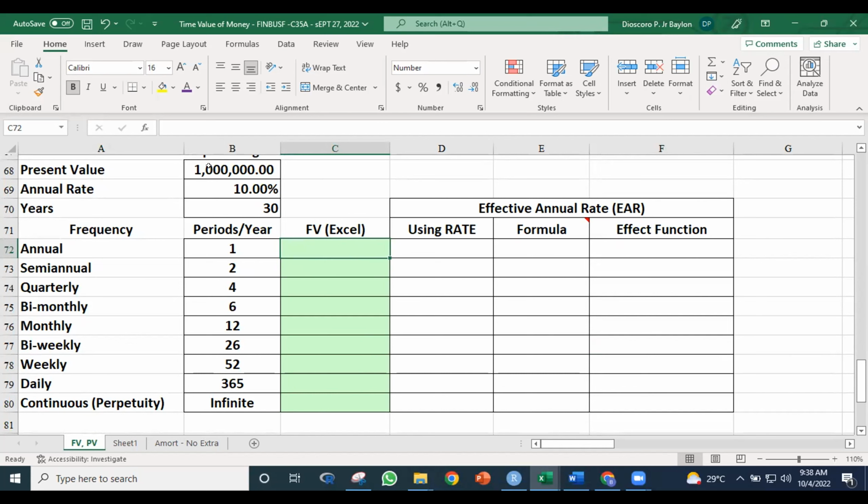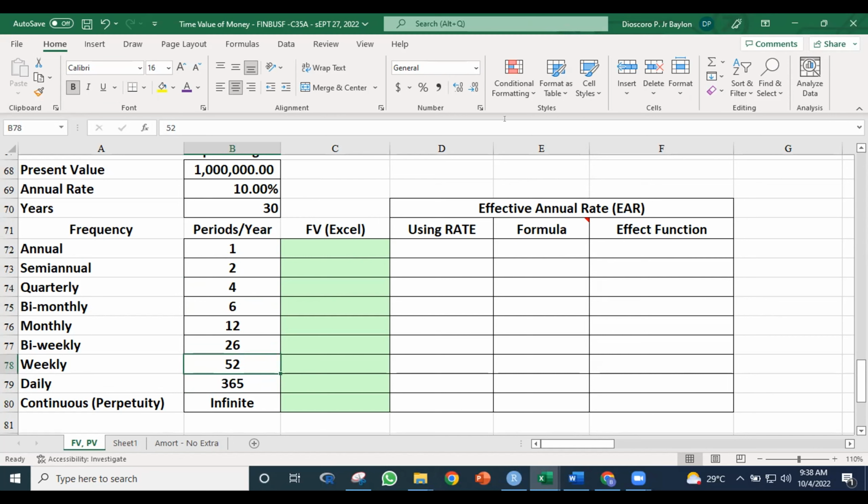Okay, using the present value, the annual rate, and the years, I want you now to compute for the future value. For annual, the frequency of compounding is only once a year. For semi-annual, 2 times, every 6 months you compound the interest. Quarterly is 4 times, bi-monthly is 6 times, etc. Daily is 365 times, weekly is 52 times. So the greater the frequency of compounding, the higher will be the future value.